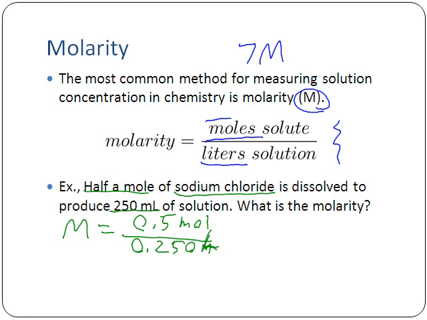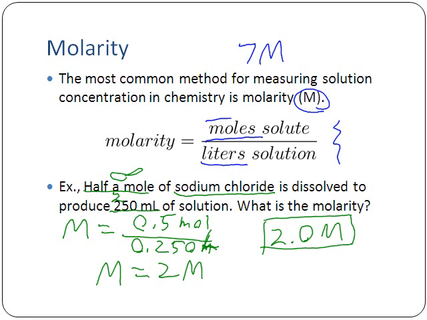Once we've done that, that should tell us the molarity. So we take the calculator, 0.5 divided by 0.25, and in this case you get 2. And so this is a 2 molar solution. Significant figures: half a mole has infinite significant figures, 250 milliliters has 2. Our answer should have 2. So this is one of those rare cases where we have to increase the number of decimals. Our final answer is a 2 molar sodium chloride solution. And so that's how you work out molarity.